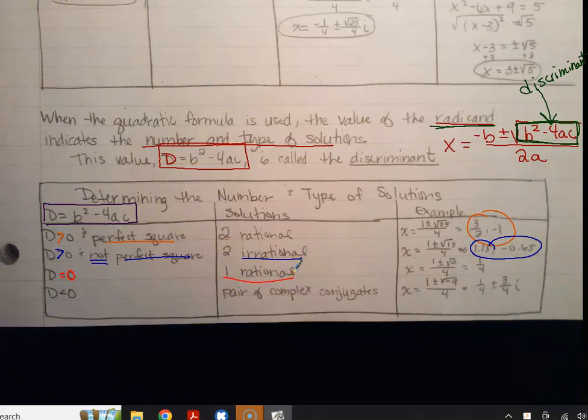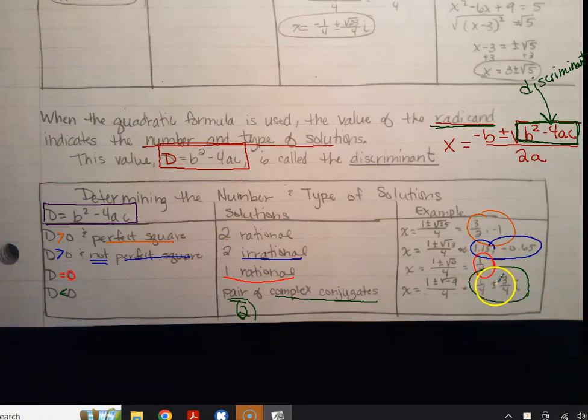Those are my favorite, not going to lie, right? Because then you just get the 1/4. And if the discriminant is less than 0, we're going to get a pair, 2, of complex conjugates. Ugh, these are your dreaded ones, right? They're complex, so they're going to have a real and an imaginary part. So like this one. And there's a pair of them, right?